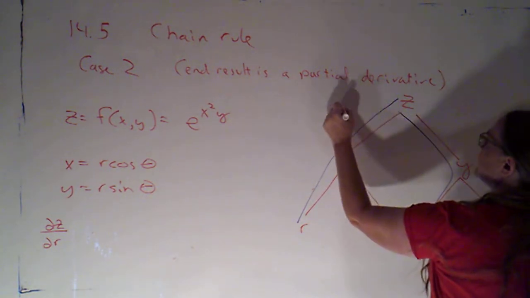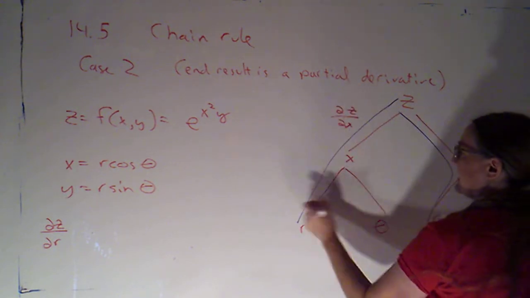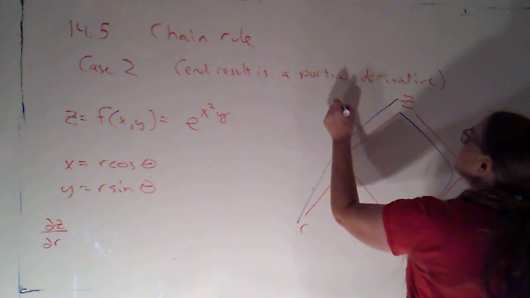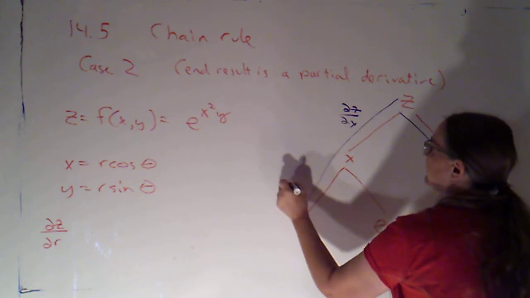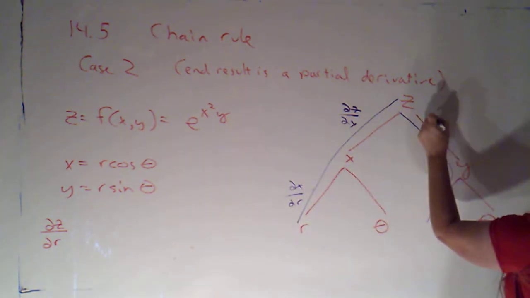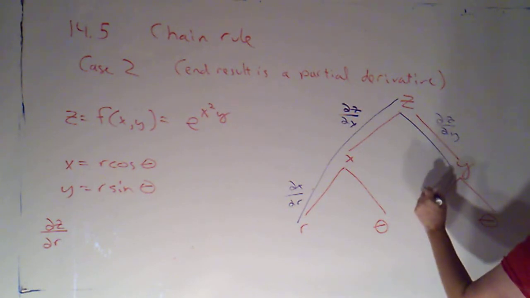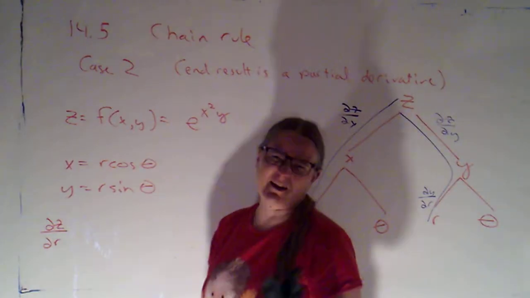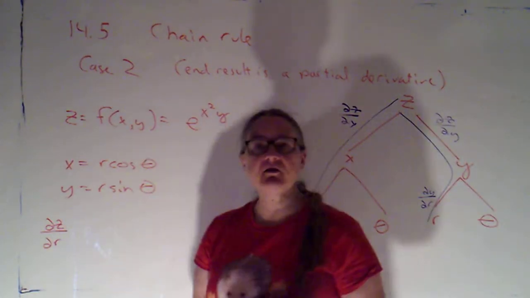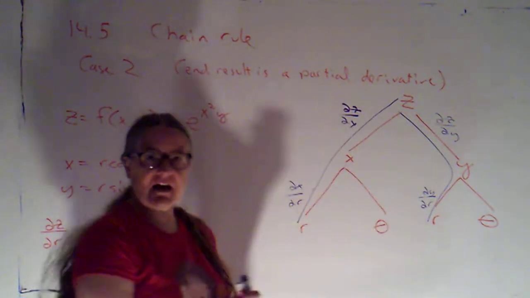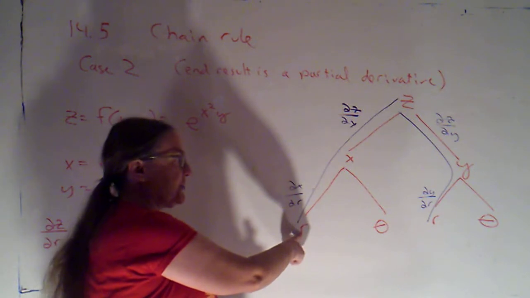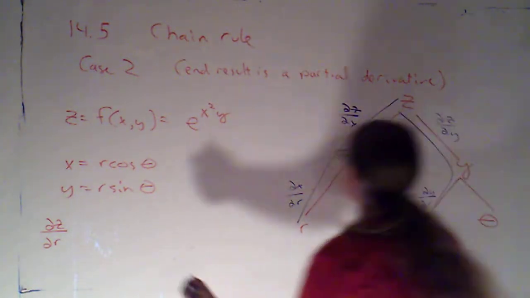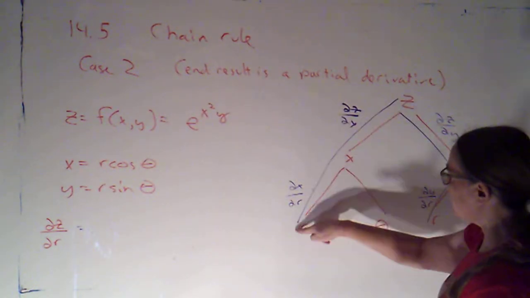So this is the partial of z with respect to x, and this would be the partial of x with respect to r. This would be the partial of z with respect to y, and this would be the partial of y with respect to r. Notice, we're actually going to go back and calculate the other one, but if I'm just calculating this, I don't have to fill out the entire table. If I only want the partial with respect to r, I really don't care about what's going on with theta.